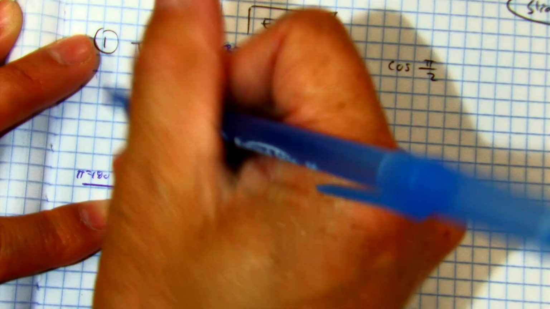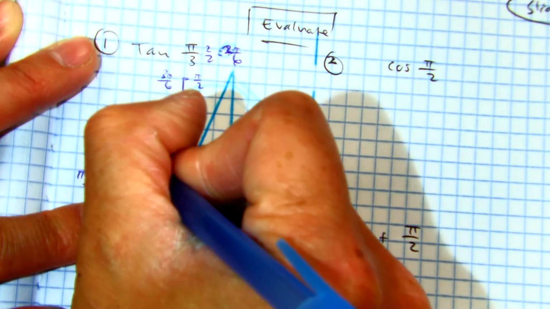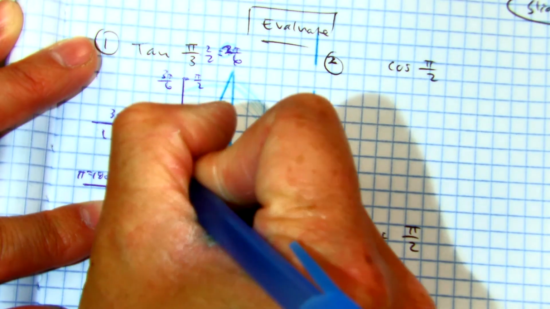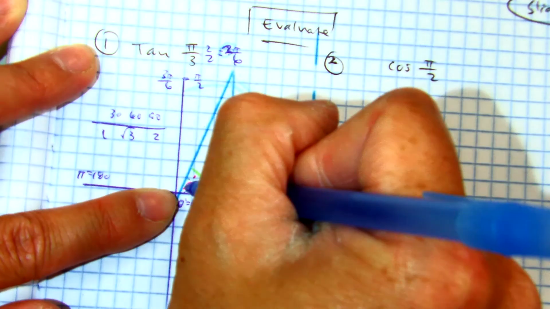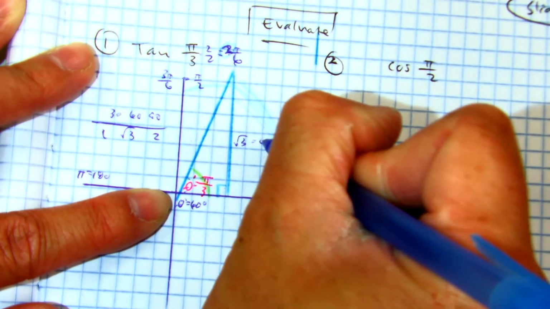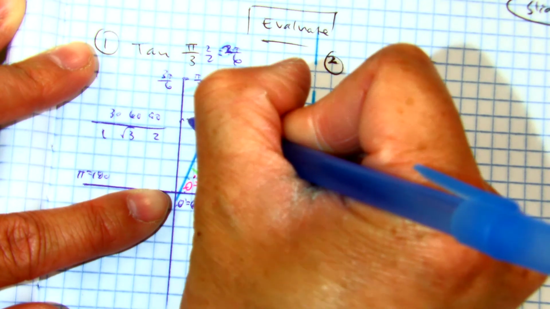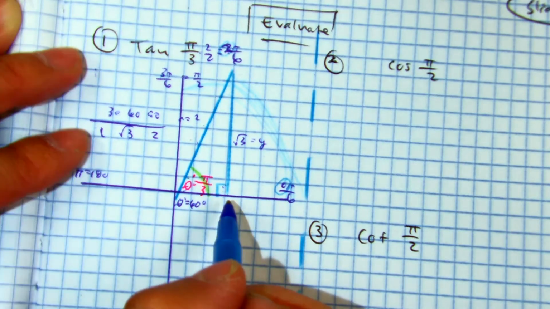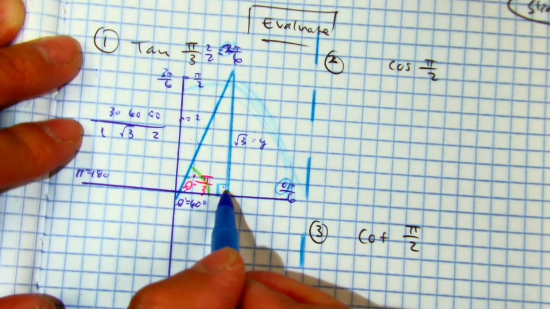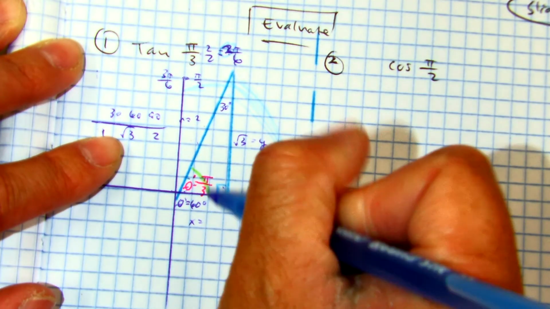Then if I use a 30, 60, 90, I have 1, 2, radical 3. So across the 60 is going to be a radical 3. That's my y variable. Across the right angle, r is going to be 2. And then the last one is a 30 degrees. So across here, my x value is going to be 1.